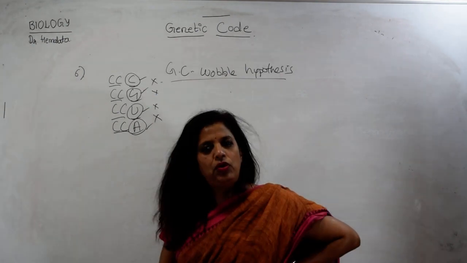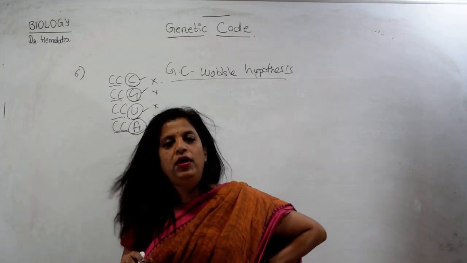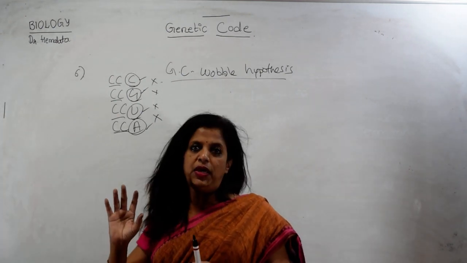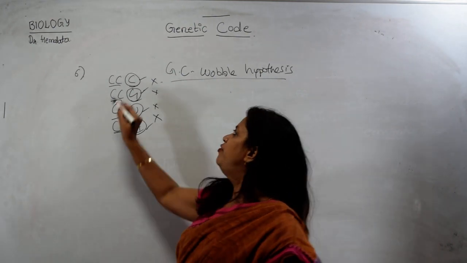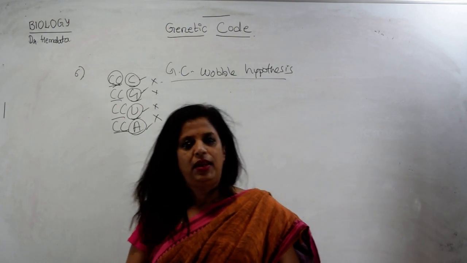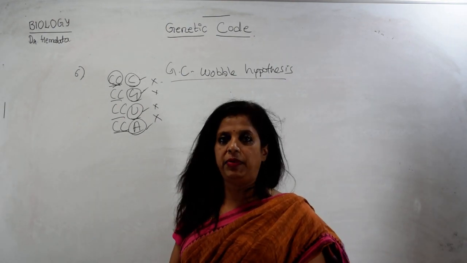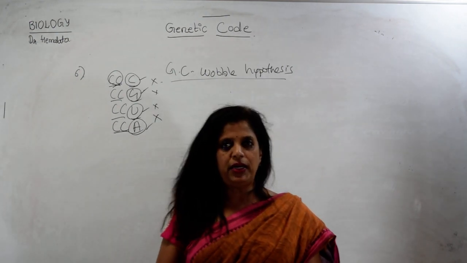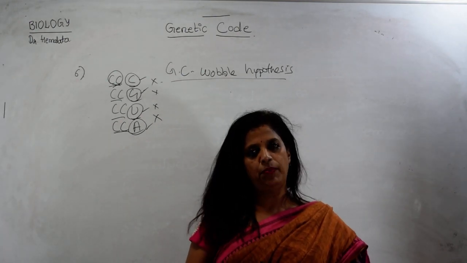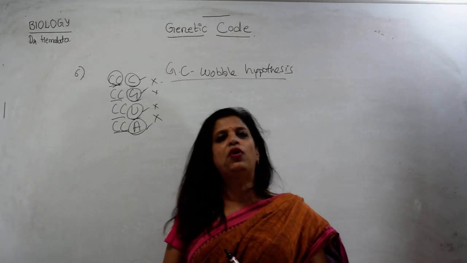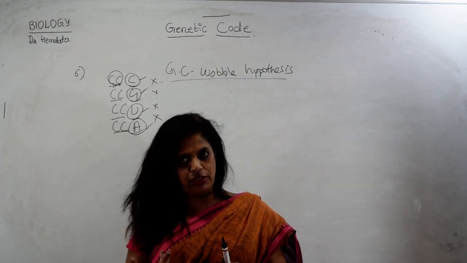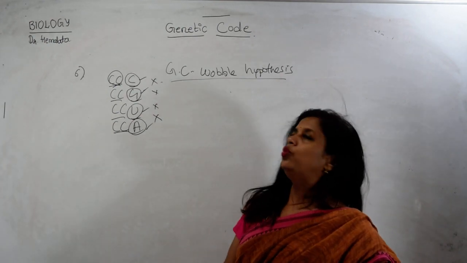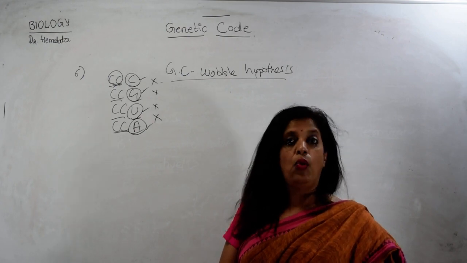It means the last nitrogen base of a triplet codon is the wobble base. It can change. It may be A, it may be C, it may be U, or it may be G. Anything can be there. But the first two are deciding. It may be CC or it may be AG, whatever. Then, to specify an amino acid, only the first two nitrogen bases are important, not the last one. The last one is called a wobble base. It can change. It may be A, C, G, or U. Therefore, the genetic code shows the wobble hypothesis, or a wobble base.